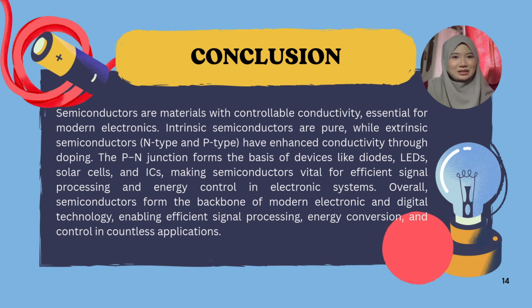In conclusion, semiconductors are materials with controllable conductivity essential for modern electronics. Intrinsic semiconductors are pure, while extrinsic semiconductors, N-type and P-type, have enhanced conductivity through doping. The P-N junction forms the basis of devices like diodes, LED, solar cells, and ICs, making semiconductors vital for efficient signal processing and energy control in electronic systems. Overall, semiconductors form the backbone of modern electronic and digital technology, enabling efficient signal processing, energy conversion, and control in countless applications.